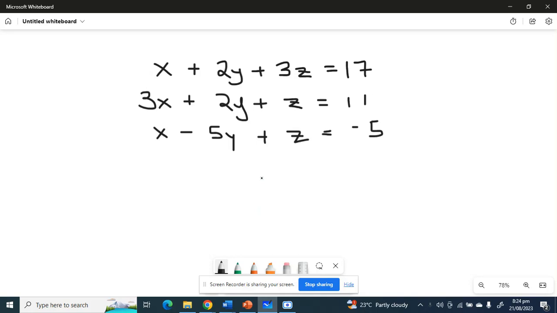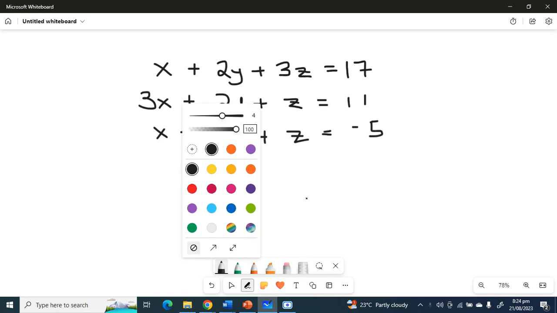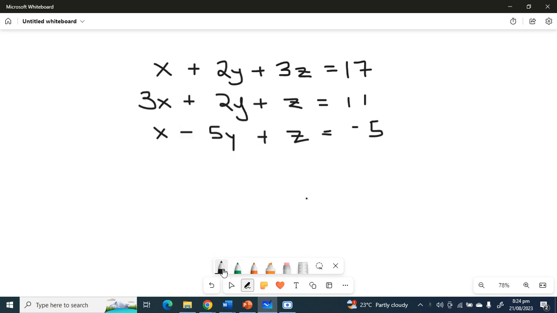Right, we have a question here. We have to find the values of x, y, and z. We have three equations with three variables. Our variables are x, y, and z. We're going to use Cramer's rule to solve this question. So the first thing that we need to do is determine our overall determinant.